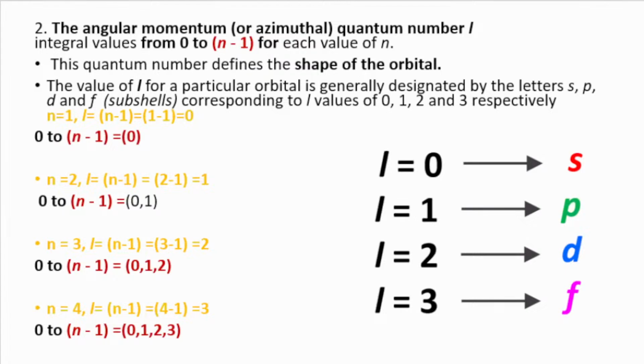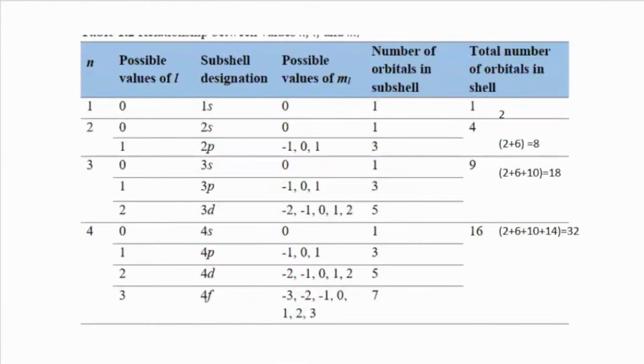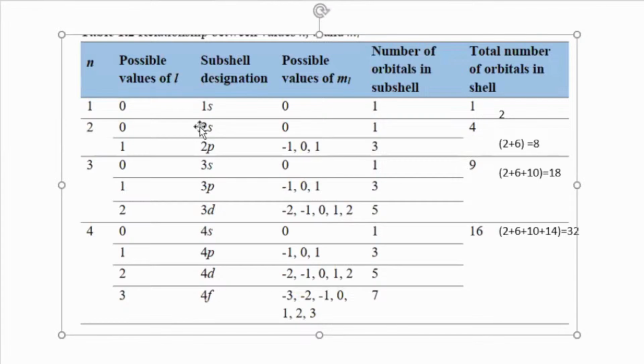Then here 1, 4, 9, 16 is the total number of orbitals. The first energy level has 1 subshell, so it contains 1 orbital. The second energy level has 2 subshells, 2s and 2p. The s contains 1 orbital, and p contains 3 orbitals as px, py, pz. So 3 plus 1 is 4. So the total number of orbitals is 4.